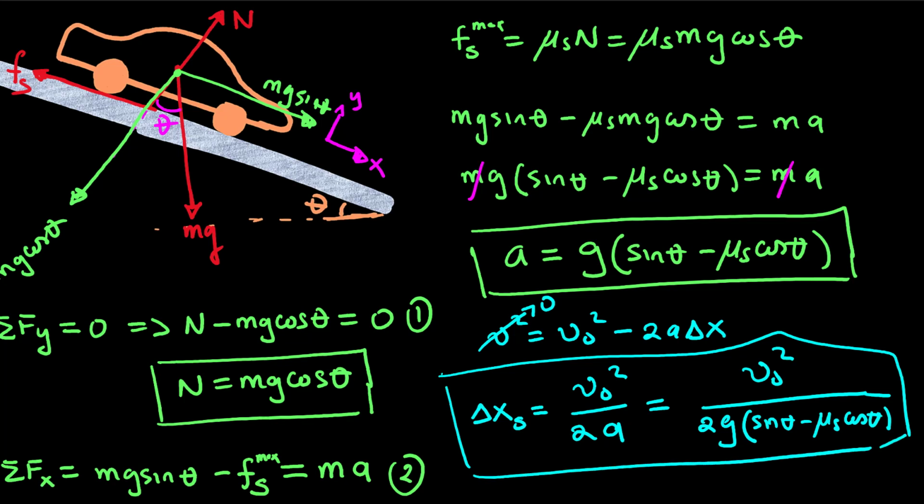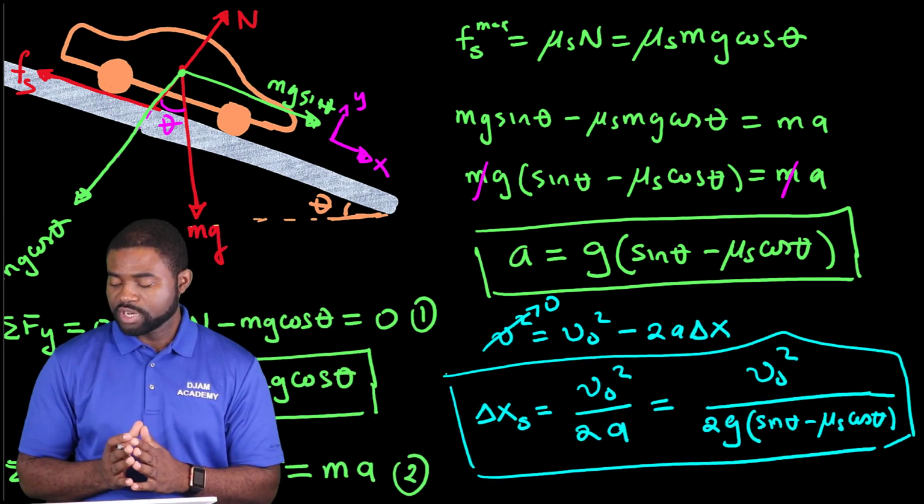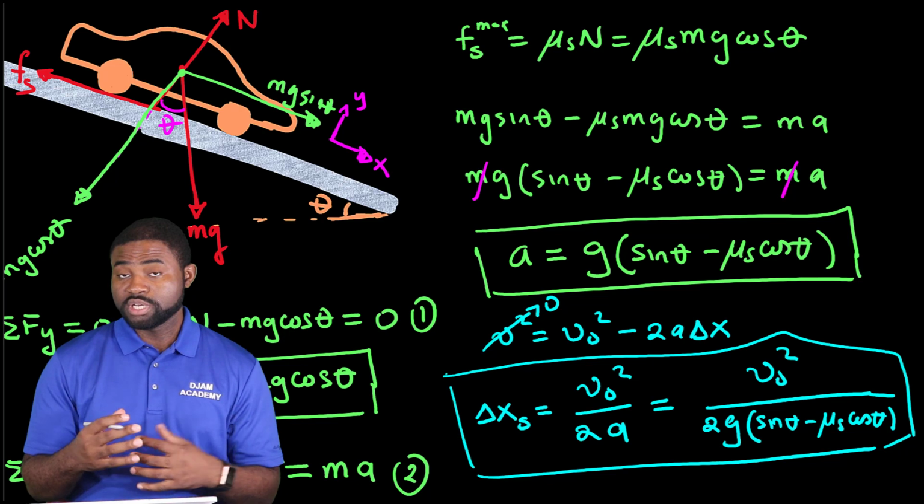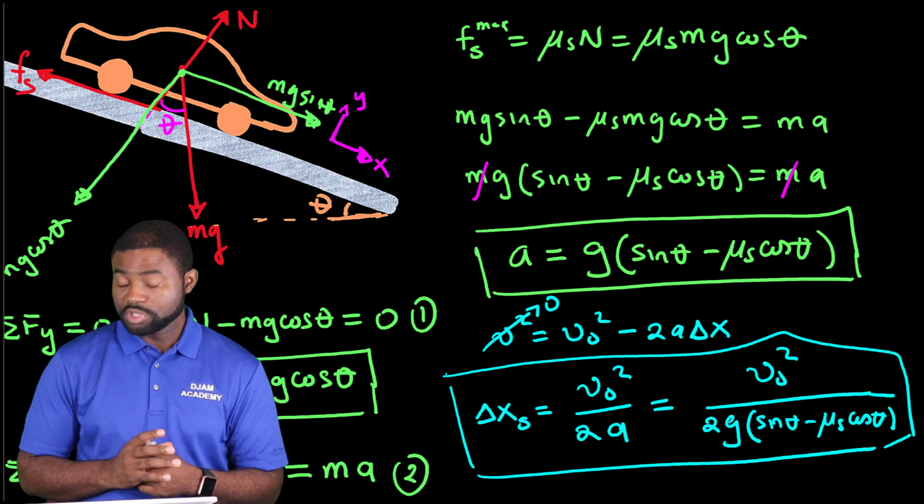So what you can do is, theta is actually 15 degrees, mu is 0.5, g is 10, and v0 is 70 miles per hour. You can substitute the values into that formula and put your answer in the assignment box just below this video.